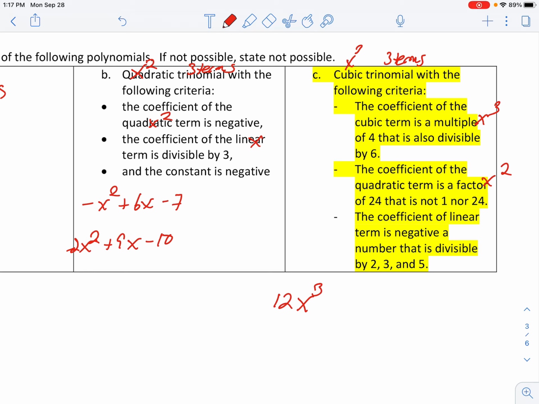So two numbers that multiply together to give you 24. That is not 1 and 24. So 2 and 12, 3 and 8, 4 and 6. Those are all factors. So we can't use it, so let's use 1 and 24. So let's use 2.